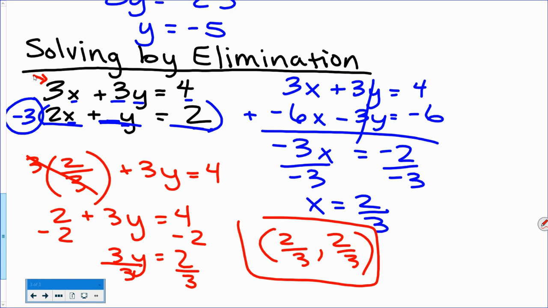All right, I want to look at 2 more problems because there's some goofy situations that can occur where we don't just get a nice point. So we'll look at 2 more examples here.